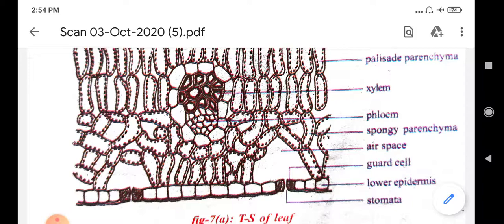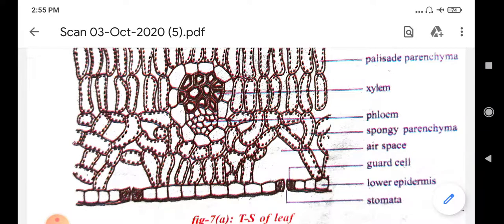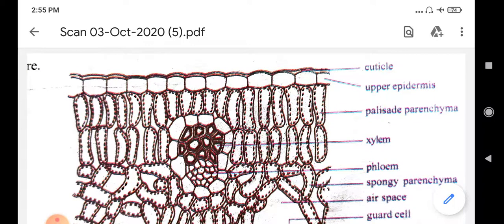And here you can see in the picture, in the lower epidermis, the stomata are present. What are these called? Stomata, which contain the guard cells. If you observe the structure of the stomata, it has kidney shaped cells called guard cells, which are helpful for the process of transpiration. Transpiration is nothing but the loss of excess water from the surface of the leaf into the environment in the form of vapor.